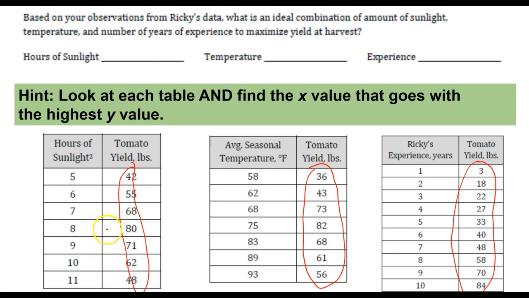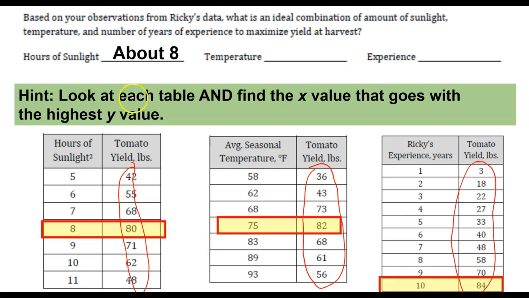So in this first column, that would be about 80, which corresponds with 8, 82, which corresponds with 75, and 84, which corresponds with 10. So that'd be about 8 hours of sunlight, 75, or 82 is the biggest number here, which corresponds with about 75 degrees Fahrenheit, 8 hours. And for experience, that would be about 84, or 10 years of experience.